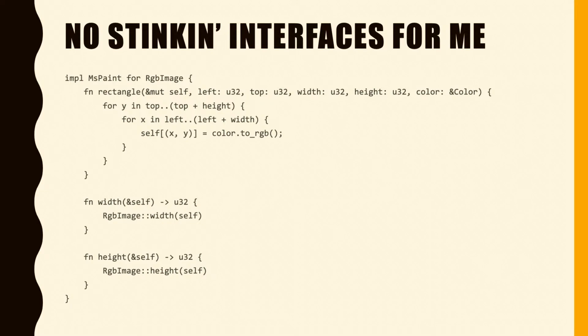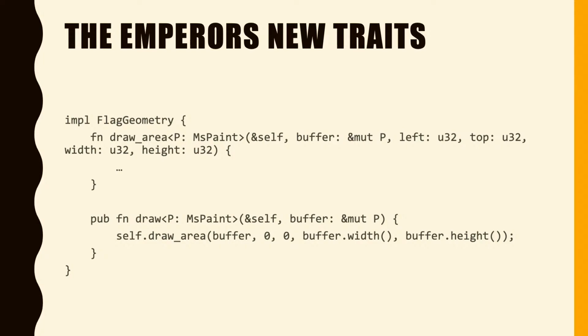As a side note, we handle the name clash of width and height here by directly passing self as a parameter to the methods on RGB image. This lays bare what you may have suspected, which is that Rust methods are really only functions with syntactic sugar, much like Python, really. So now we can make our flag geometry independent of the drawing library by just abstracting over MSPaint, saying that any P that happens to be MSPaint will do.